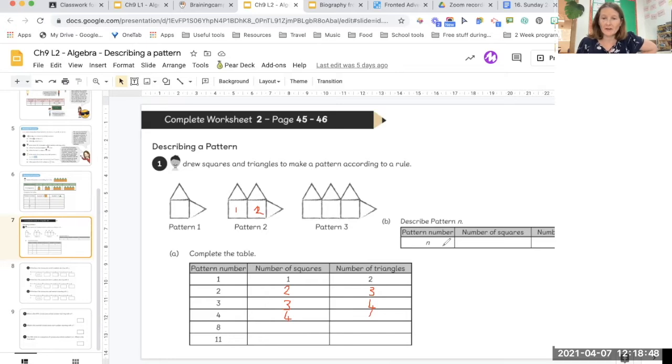So, Miss, now I get it. Like, in pattern 11, there's going to be 11 boxes and 12 triangles. Is it always going to be one more triangle than the squares? Yeah. I think so. Yeah.